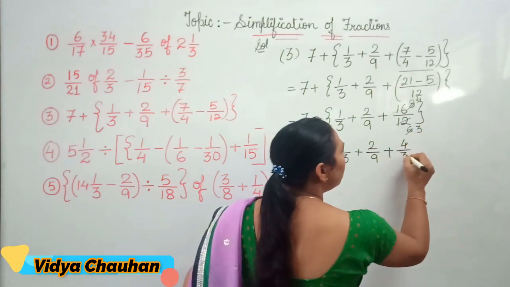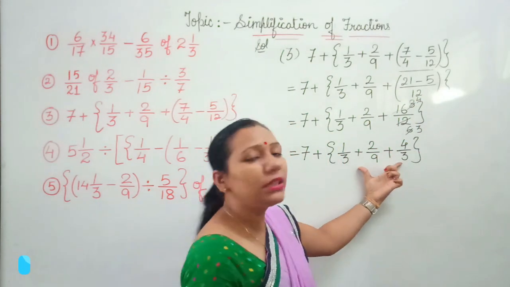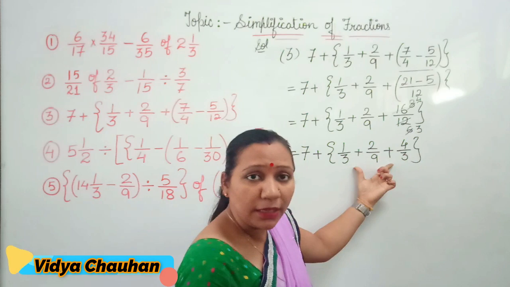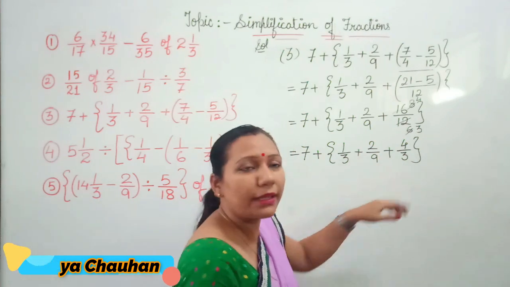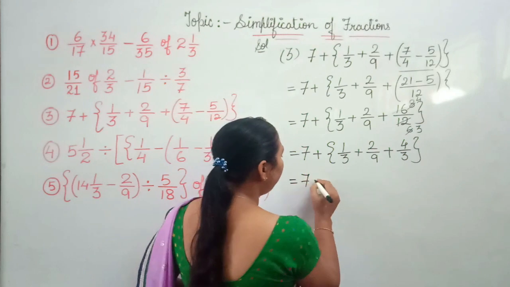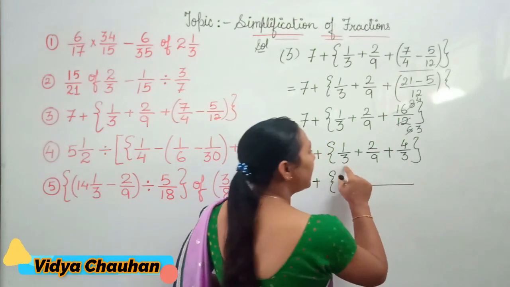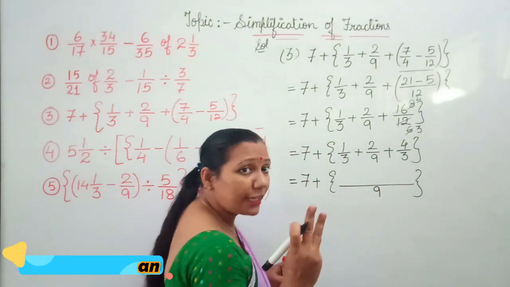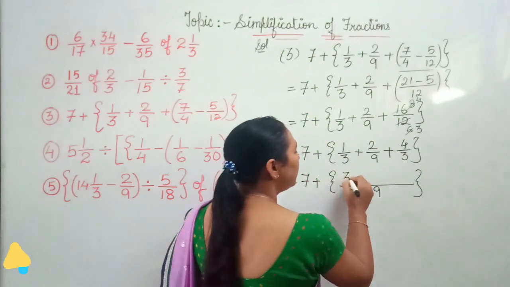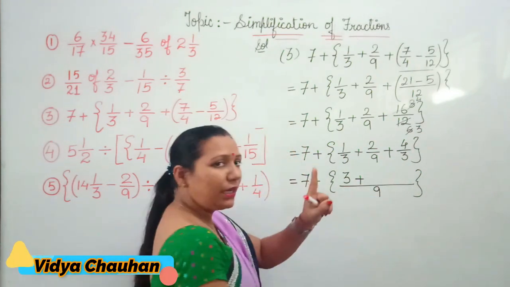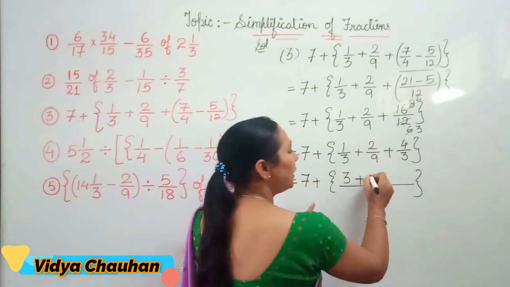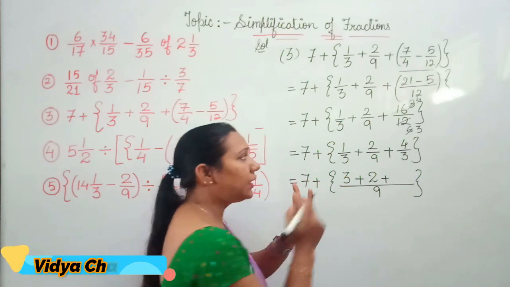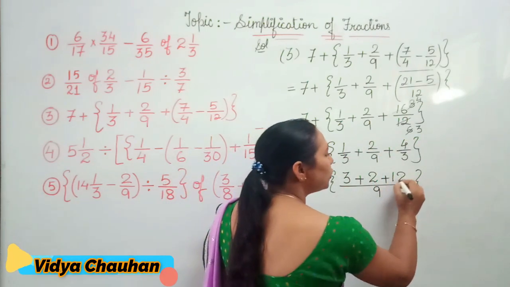what is the value here? 4 upon 3. Now since we have all these three fractions in our curly brackets, we need to take the LCM and add them together. So let us do the addition. 7 plus curly bracket, what is the LCM of 3, 9 and 3? It is 9. 3 times is 9 and 3 1 time is 3, plus 9 1 time is 9 and 1 multiplied by 2 is 2, plus 3 times is 9 and 3 multiplied by the numerator 4 is 12.